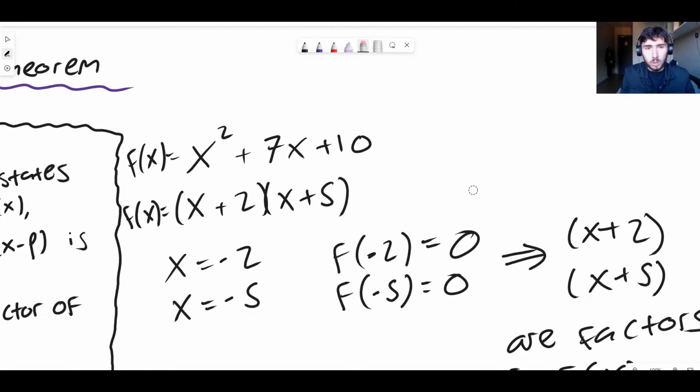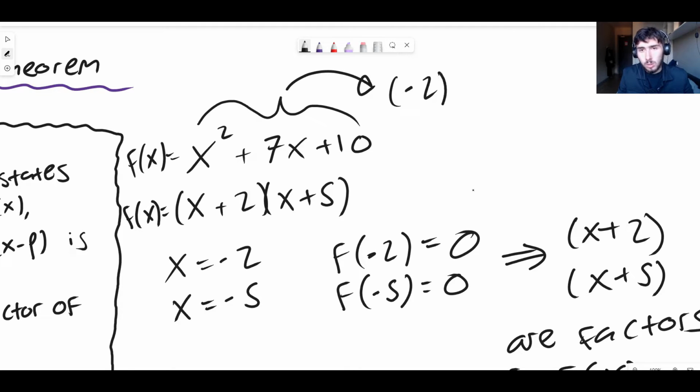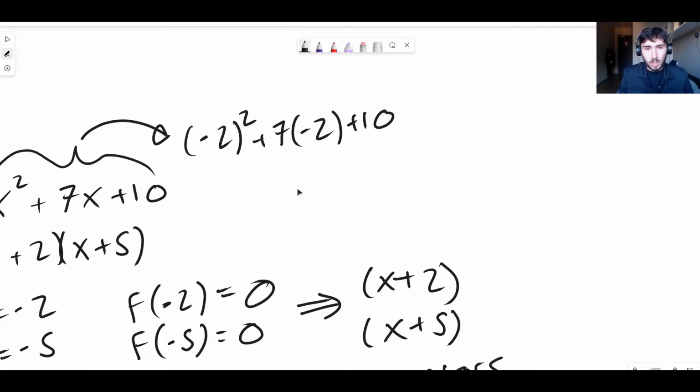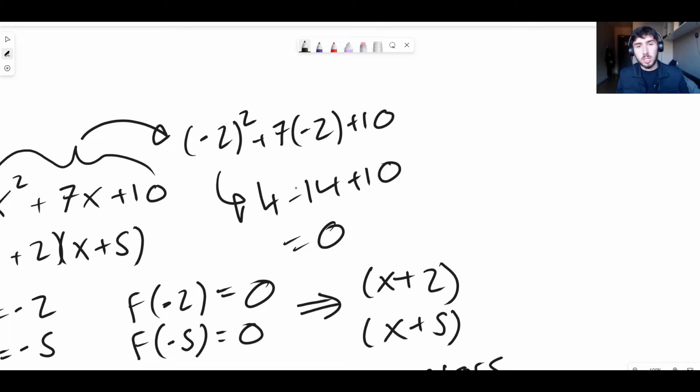For example, we can factorize x squared plus 7x plus 10 by just testing out numbers. If we take this expression and try minus 2: minus 2 squared plus 7 times minus 2 plus 10. What is this equal to? Well, this is equal to positive 4 minus 14 plus 10, which is equal to 0, because 4 minus 14 is minus 10, and minus 10 plus 10 is 0. We won't do it, but it's the same thing with minus 5.